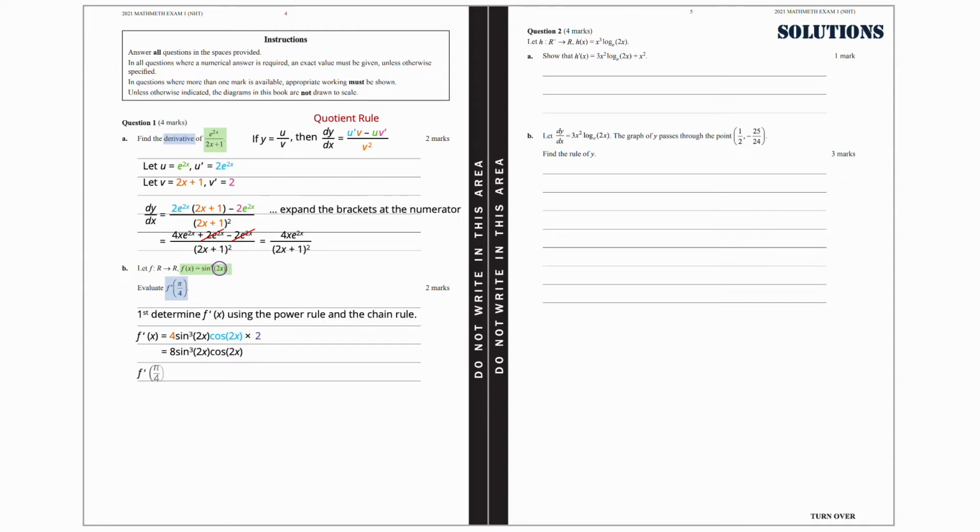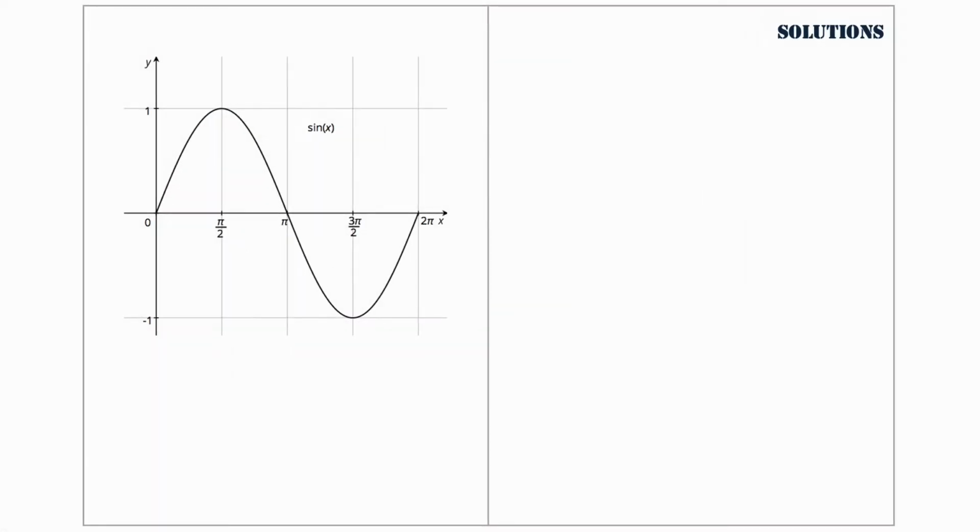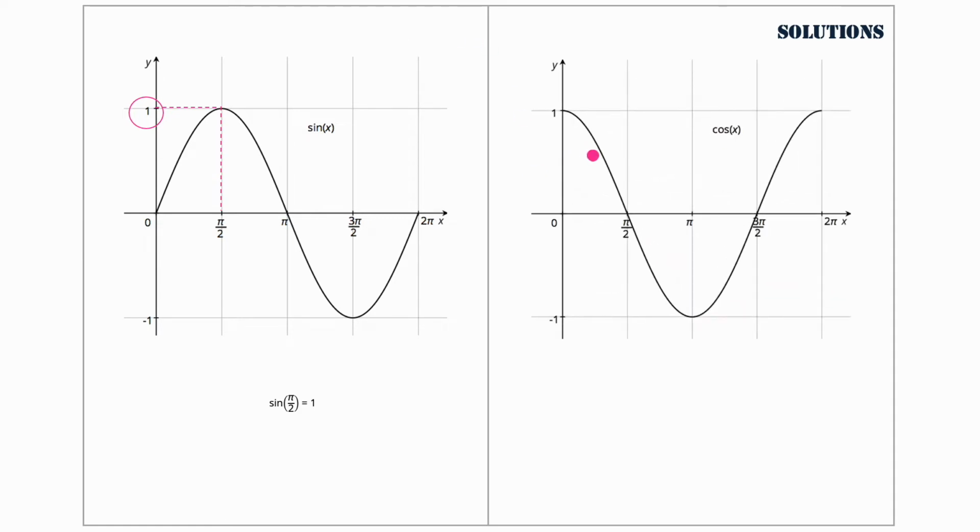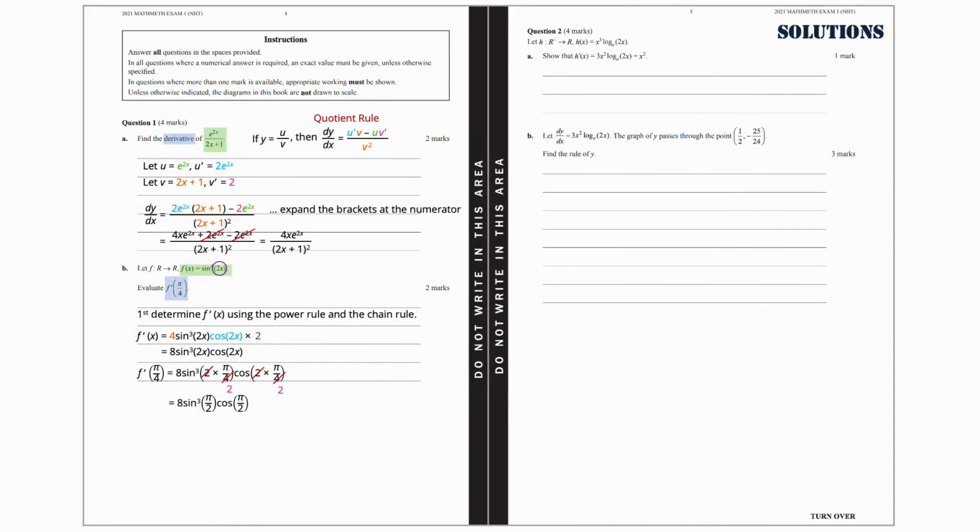We now substitute pi on 4 for x. Notice how 2 and 4 in both brackets cancel out. So the answer is 8 sine to the power of 3 of pi on 2 cos pi on 2. Notice that from the sine graph, sine of pi on 2 equals 1. And from the cos graph, cos of pi on 2 equals 0. So we substitute these two values into f dash of pi on 4. So we have 8 times 1 to the power of 3 times 0, which is 0.